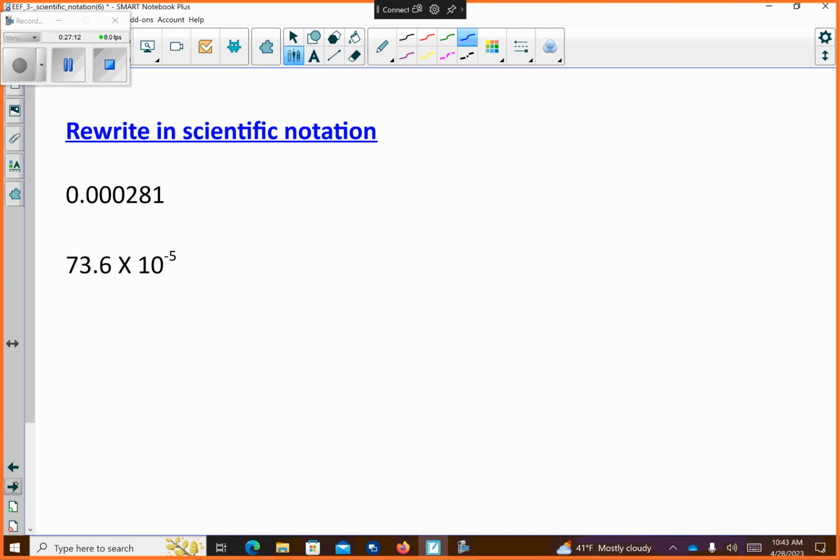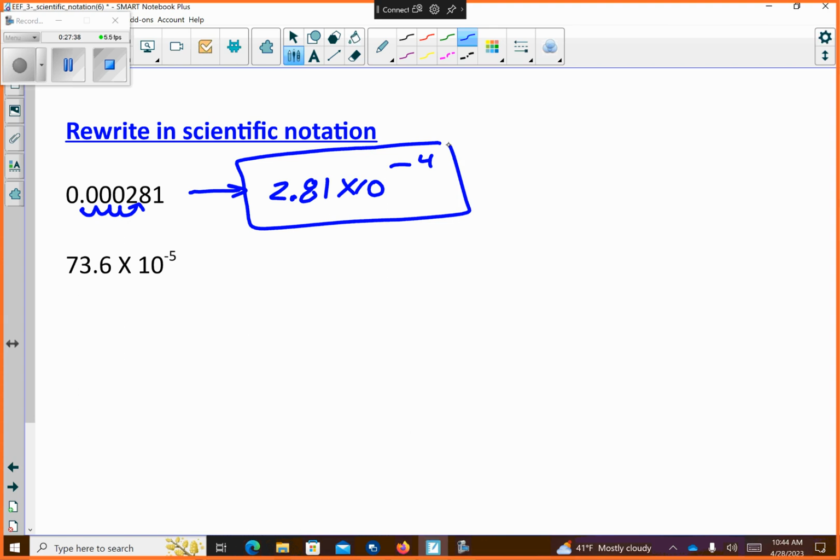All right, ready? I want to write this in scientific notation. So I'm going to write it as 2.81. Remember, I have one number, a decimal, and up to 3 decimal places. Times 10. This is a small number, so this is going to be a negative. So ready? 1, 2, 3, 4. So 2.81 times 10 to the negative 4th power is 0.000281.